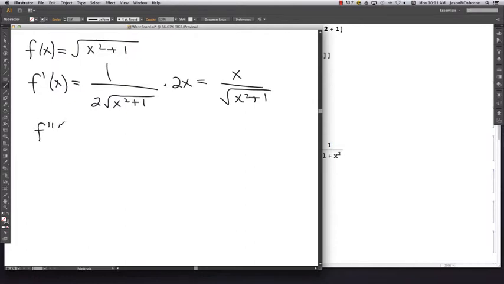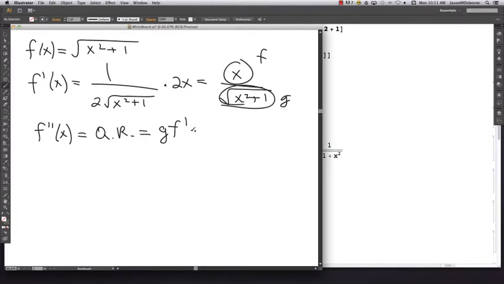So f double prime of x is going to take the quotient rule, where this is your function f and this is your function g. So you'll have low d high minus high d low. Whoops, backwards. Low d high minus high d low, divided by low squared. Okay, so f prime is 1.